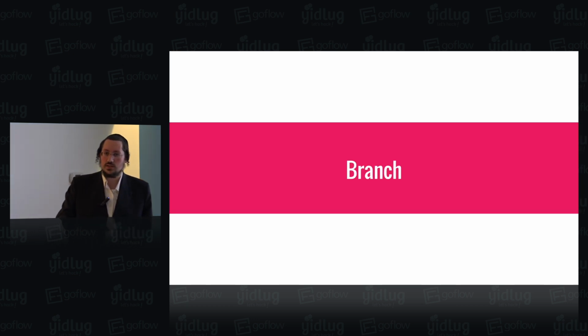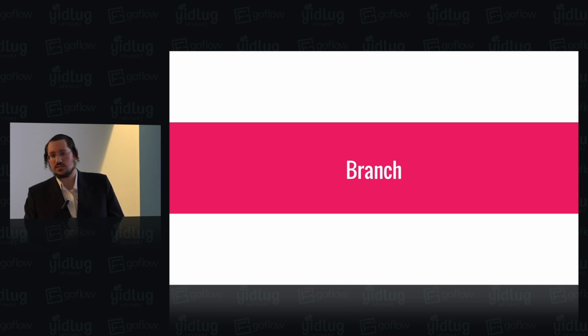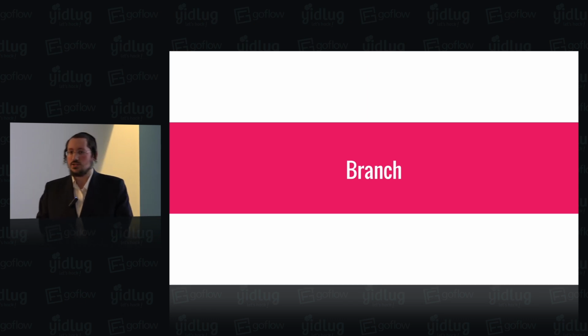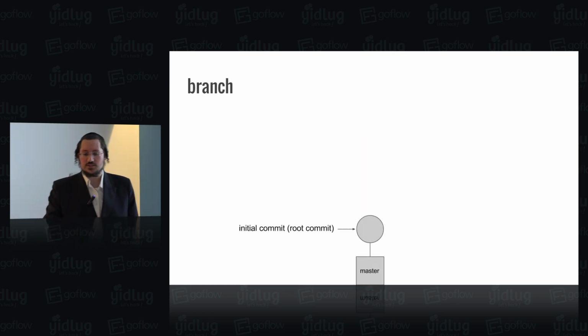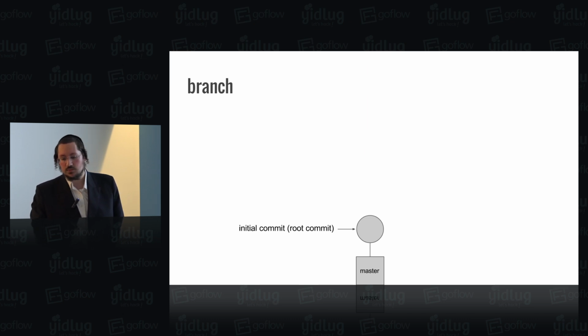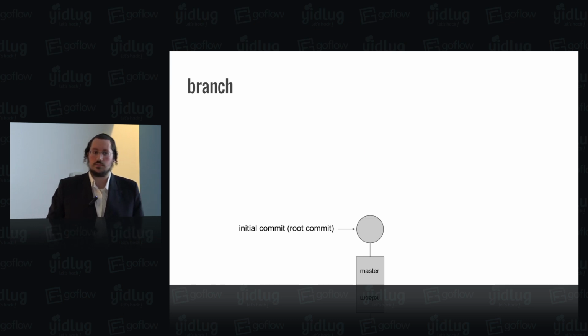So, branching. One of the coolest things about Git is branching. Branching is super easy, but it can also be confusing. So, branches. You start with the initial commit on master. Master is the default in every Git repo.